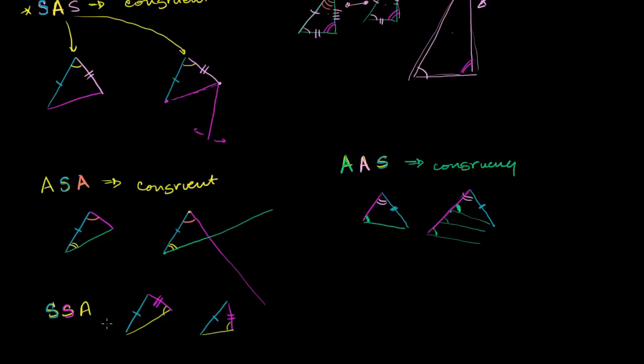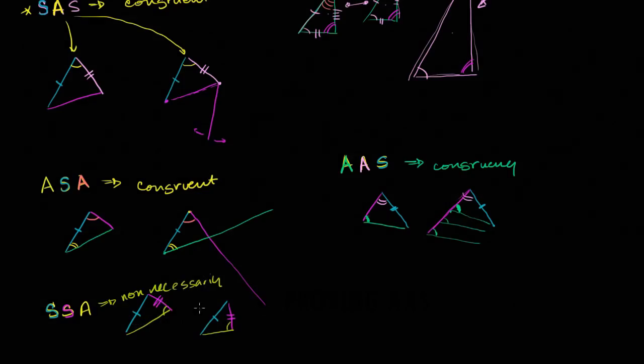So you don't necessarily have congruent triangles with side, side, angle. So this is not necessarily congruent. Not necessarily. Or similar. It gives us neither congruency nor similarity.